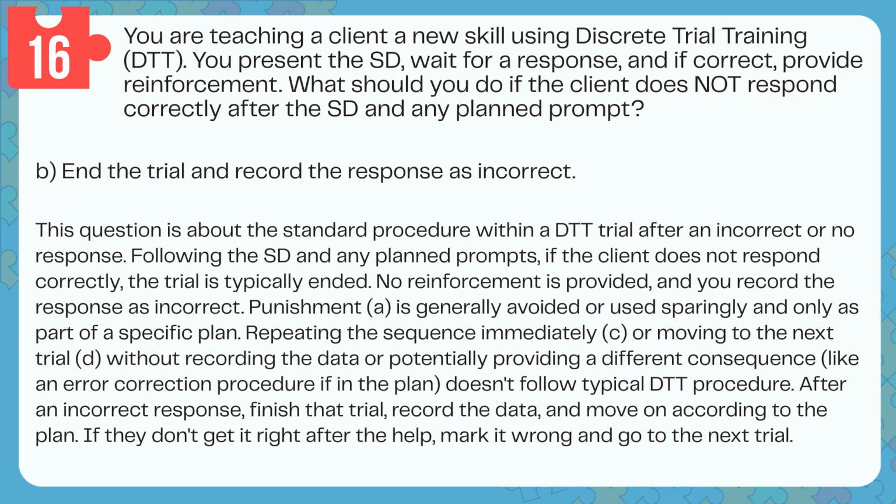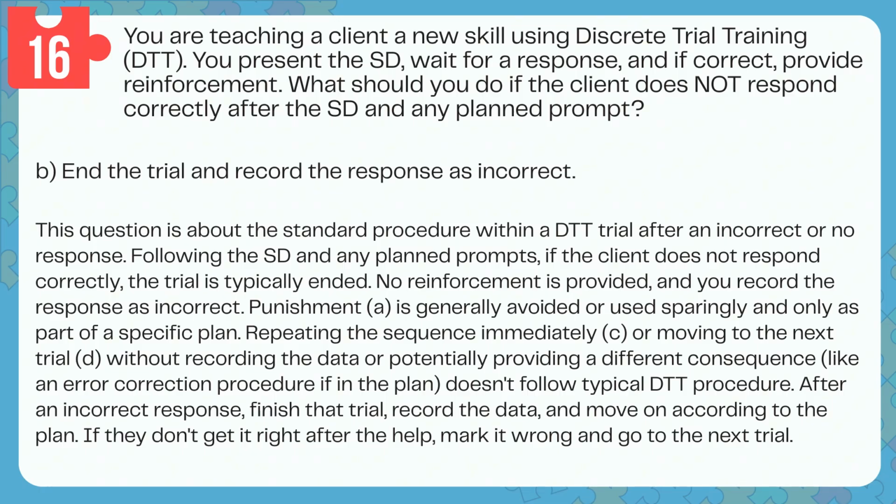Answer. B. End the trial and record the response as incorrect. Explanation. This question is about the standard procedure within a DTT trial after an incorrect or no response. Following the SD and any planned prompts, if the client does not respond correctly, the trial is typically ended. No reinforcement is provided, and you record the response as incorrect.